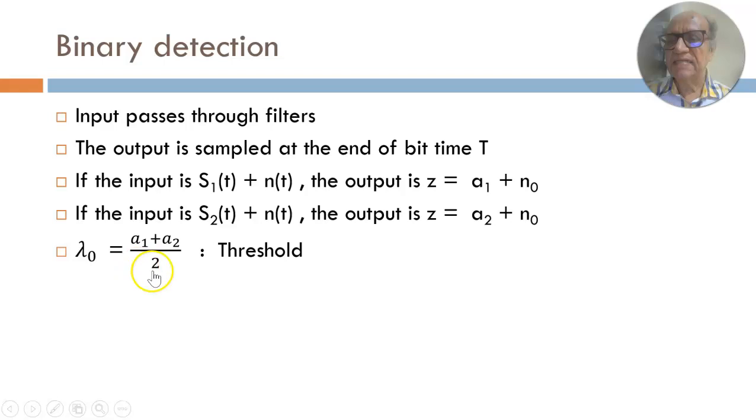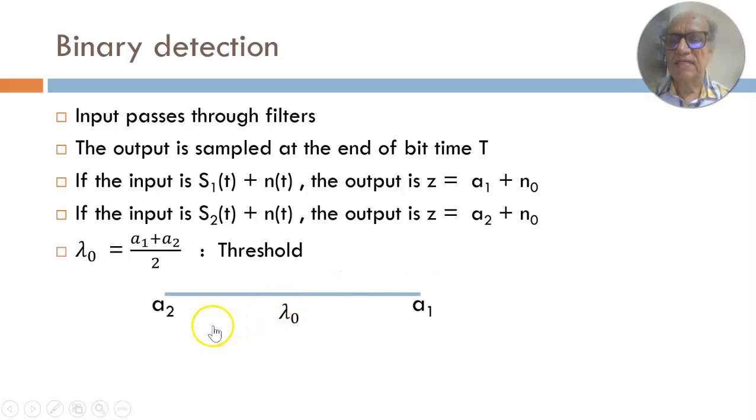Now we have studied last time that we have a threshold (A1 plus A2) by 2, which is designated by say lambda 0, and this is compared with Z. Remember last time we have seen that if Z is greater than lambda 0, then you conclude that S1(t) was sent. We are of course assuming in this case that A1 is greater than A2. And if the value of Z is less than the threshold, then we conclude that S2(t) was sent.